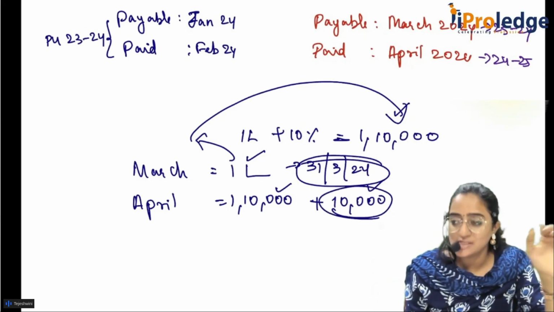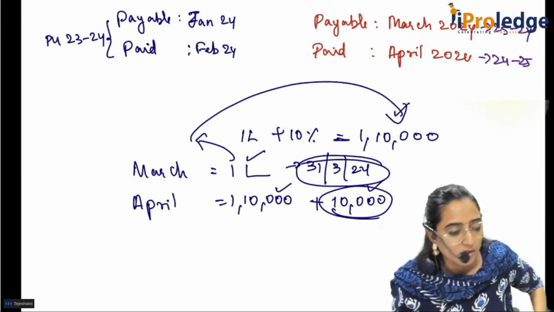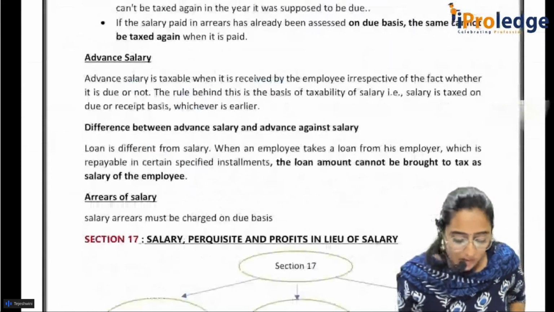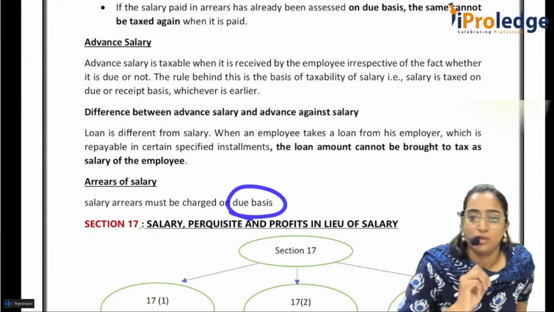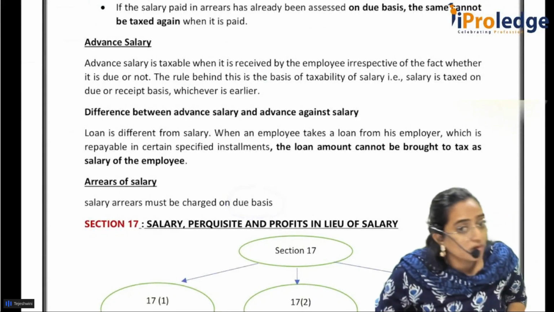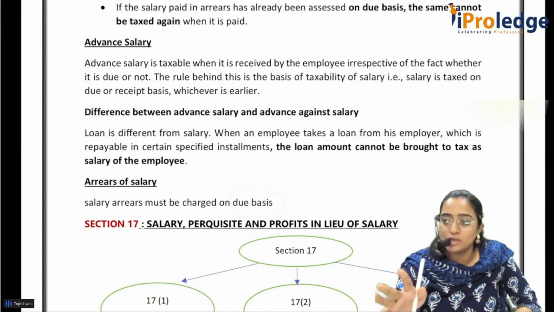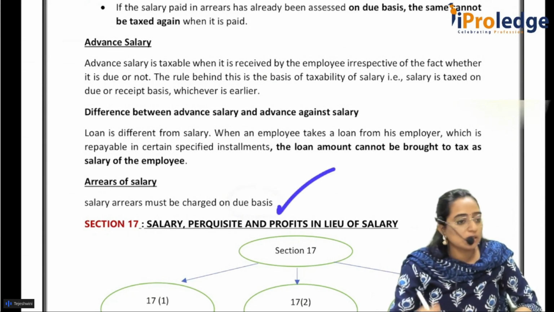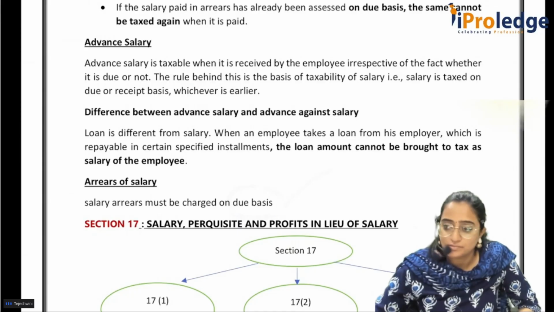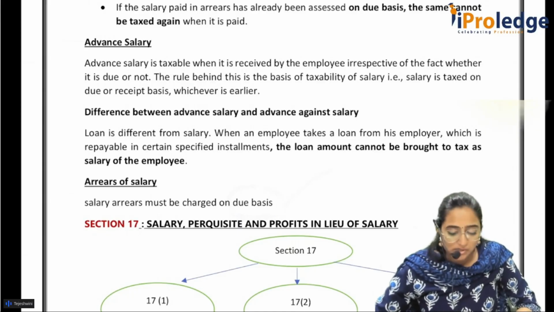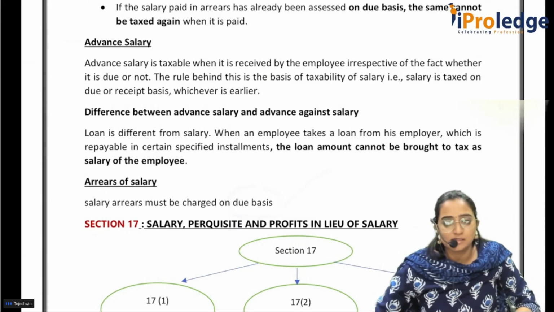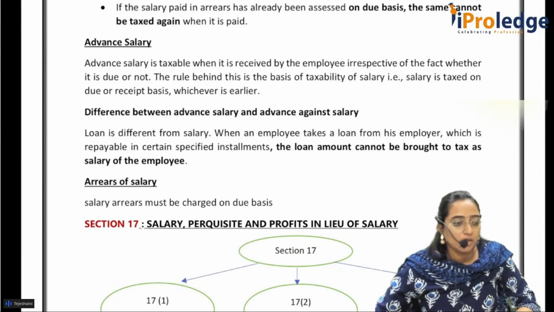What about this 10,000 which is arrears of salary? It is always and always going to be taxed on due basis only, because it is going to be accrued during the previous period. Arrears concept means accrued money you are giving. That is what arrears means. So it is going to be considered on due basis. Every arrears salary must be charged on what? Due basis. Everyone understood? It should be charged on what basis? Due basis. Always. Arrears of salary, always on due basis.